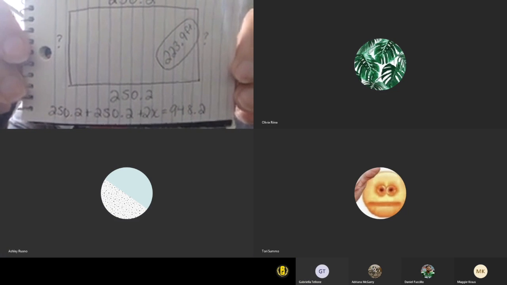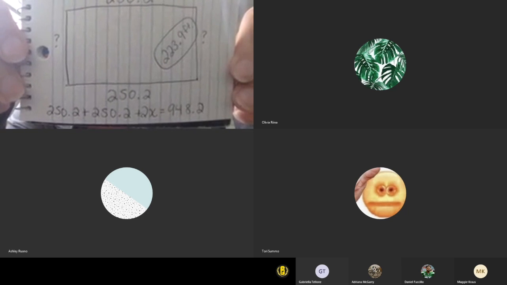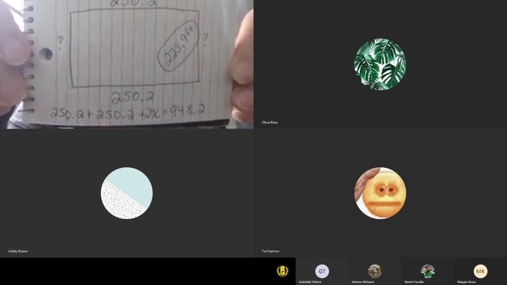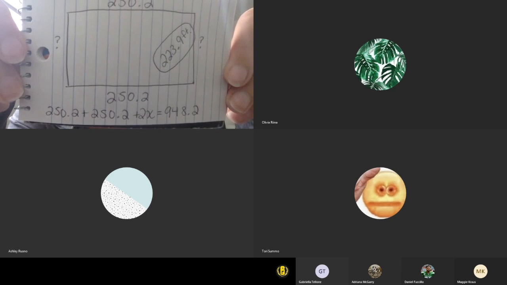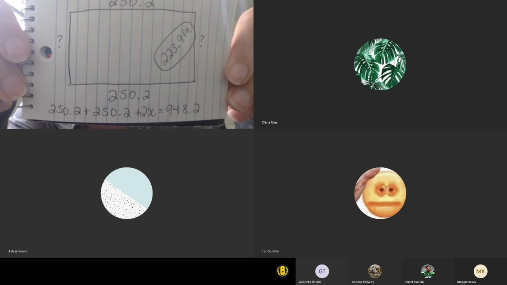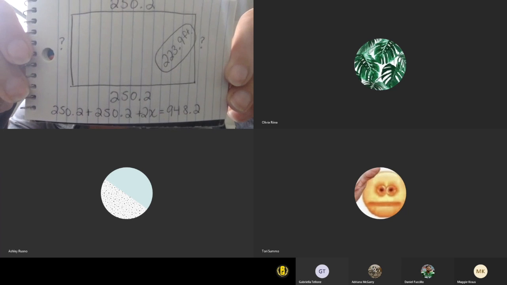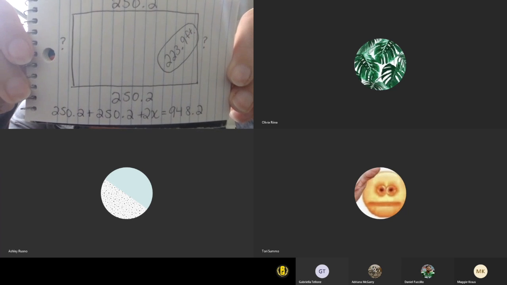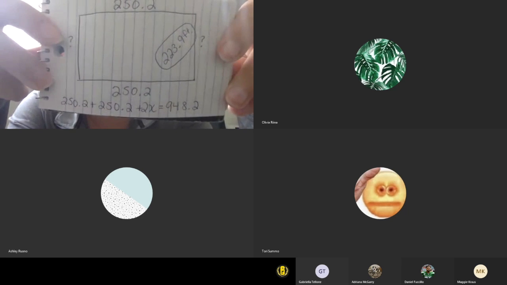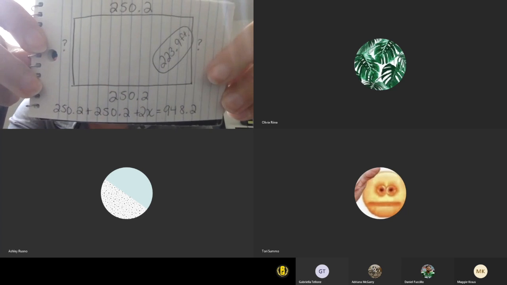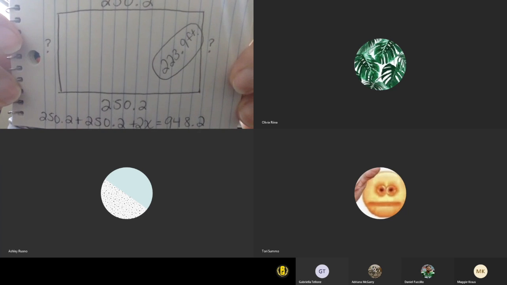All right, so it says 250.2 plus 250.2. And again, I'm adding them all up because it says perimeter. And then 2x. So basically all of those sides added together should give me the 948.2. So then I just subtracted 250.2 twice because it's both sides. And that gave me 447 point something. But that's for both these sides, so I had to divide by 2 to get one width. So the answer should be 223.9 feet.